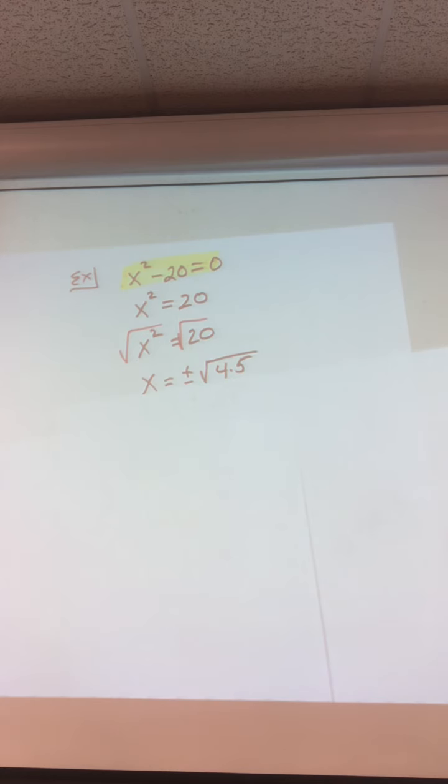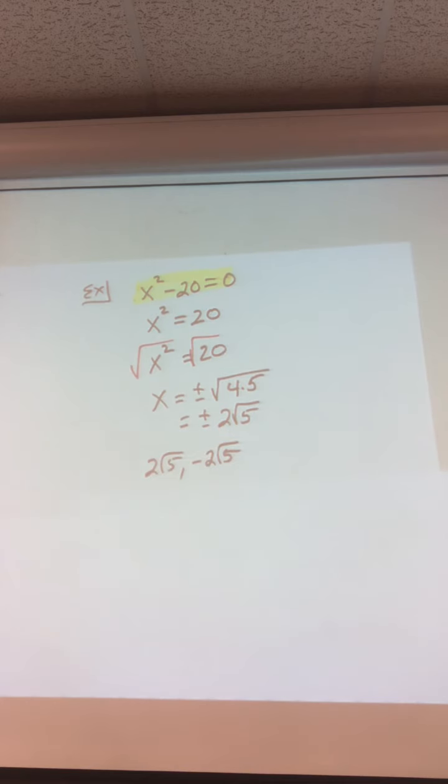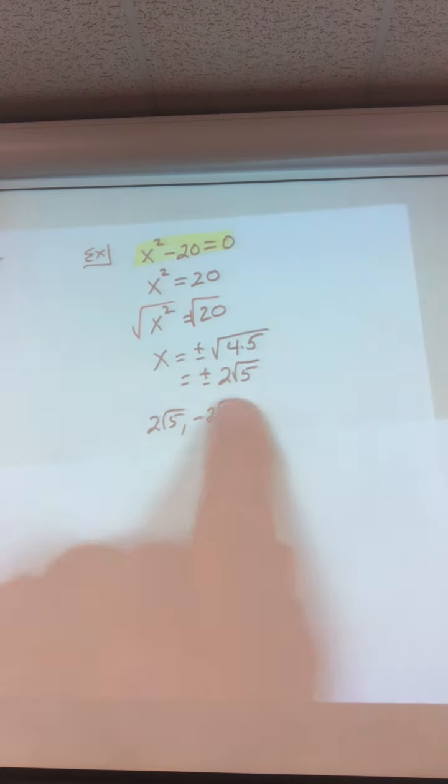Well, square root of 20, it's always plus or minus. 20 is 4 times 5, which is plus or minus 2 square root of 5. And again, you can enter them separately like that. Or if you find that plus minus button, you can enter it like this right here.